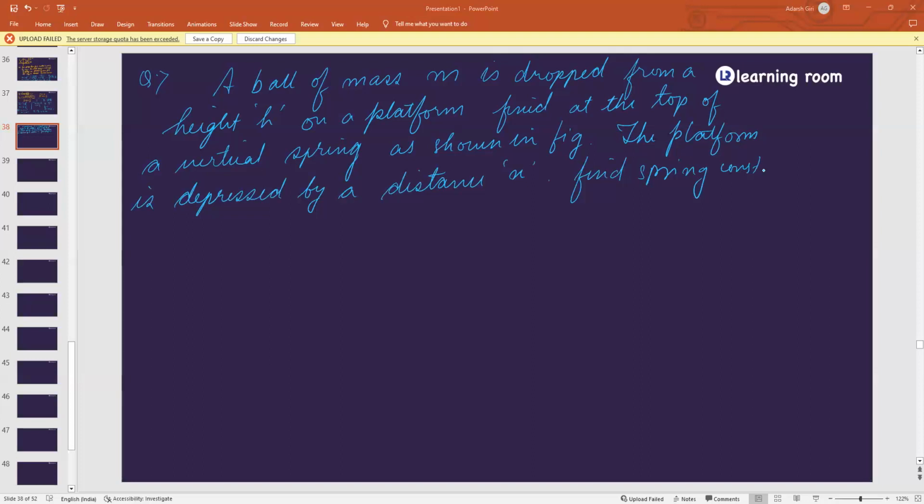Okay, so the condition is like this. We have a platform that is mounted on the top of a spring. Spring is tied to a rigid base. And above that, at a height h, we have a ball that falls down. And when it falls down, the spring gets depressed by an amount x. So this mass is m, and you have to find the spring constant k in terms of x and m. Whatever data has been given to you in the question, you have to answer in those terms. You don't have to assume any data yourself. You have to replace them with the data given in the question.